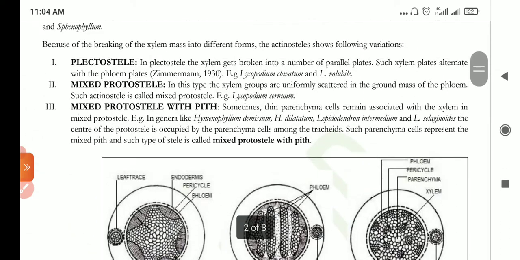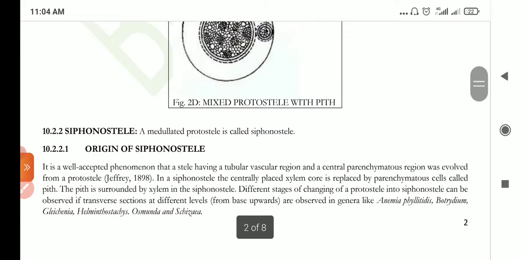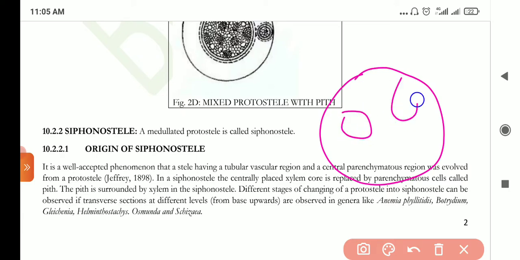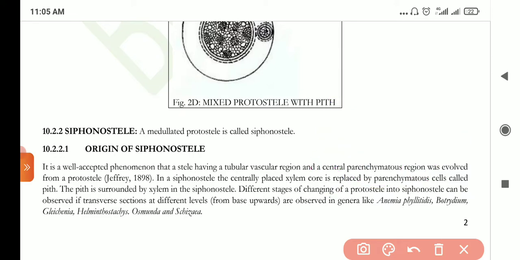Okay, then again, if we look at this siphonostele, a medullated protostele is called a siphonostele, which means they will have medullary rays, some steles here, and some gaps in between. When these gaps are there, these are known as your siphonostele, where medullary rays are there in between.